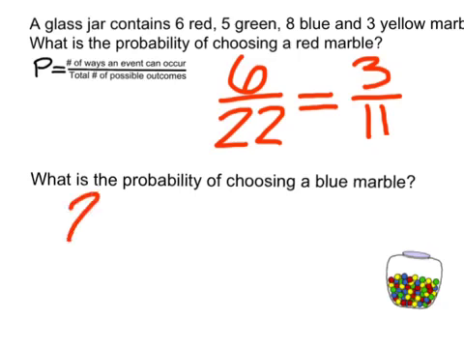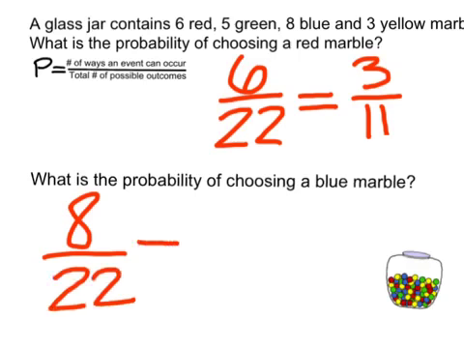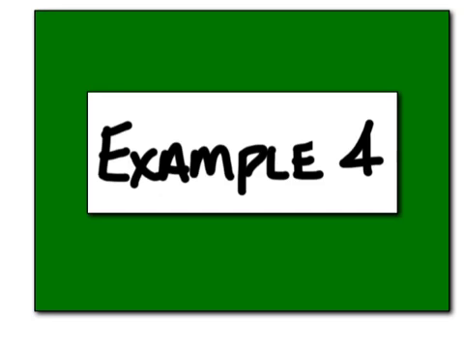Okay, we want to know what the probability of choosing a blue marble is. What's our number on top going to be? 8. There are 8 blue marbles in the jar, so 8 possible ways for us to pull out a blue marble. And that'll be over 22. If we reduce this, what do we get? 4 over 11. So we have 4 in 11 chances of pulling out a blue marble.